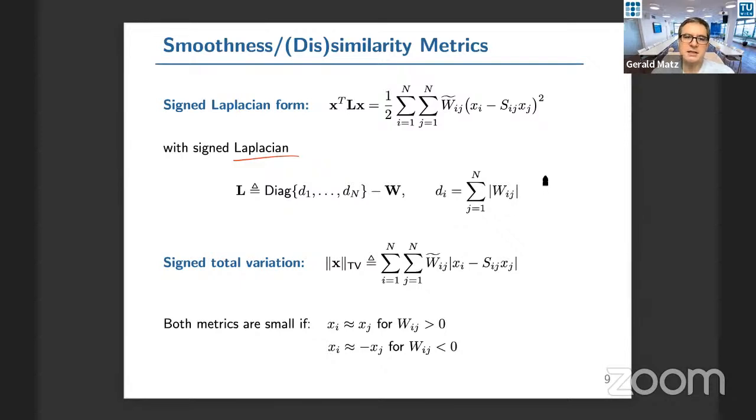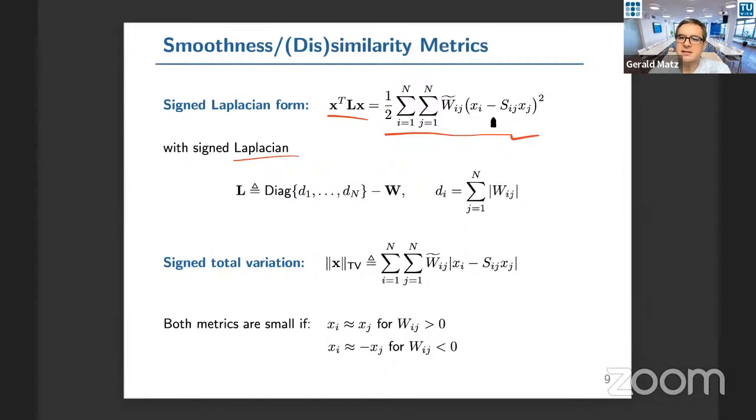And this definition has the advantage that if you look then in the quadratic form with that signed Laplacian, you get a representation that's similar to what you may know from the unsigned case, right? Like shown here, where you have a sum over all vertex pairs with the corresponding edge weight, but here it's just the magnitude that matters in the weighting process. And then you have what in the unsigned case is the square difference. So there you would just have xi minus xj.